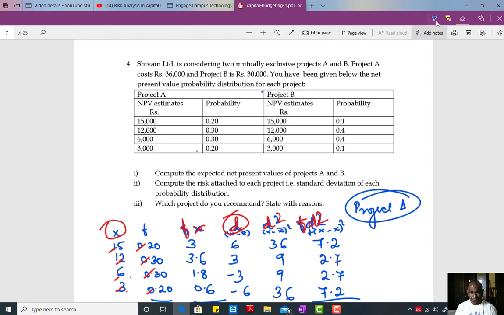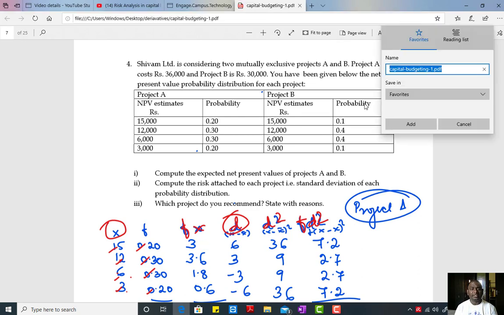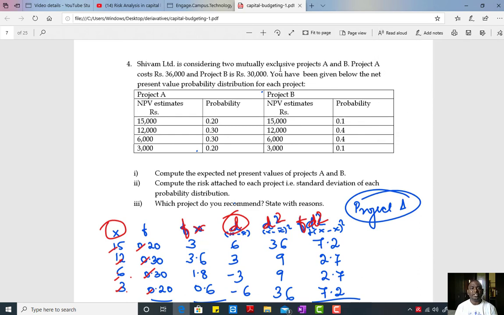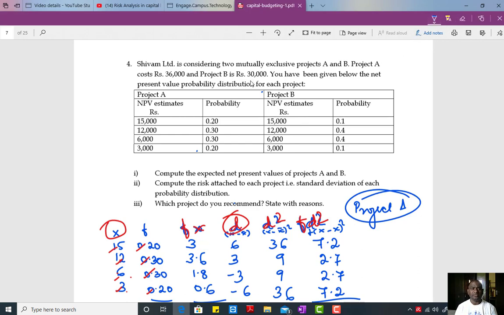Shivam Limited is considering two projects. Project A costs 36,000, project B 30,000, and using this 36,000, 30,000, they have estimated the cash flow in year 1, year 2, year 3, year 4. They multiplied that with the present value factor, then minus the cash outflow, and they got this NPV: NPV1, NPV2, NPV3, NPV4. And they have given you this probability. Again, project B, same way they have calculated step 1 and they have given you the NPV in step 2. And they have given the probability to you.